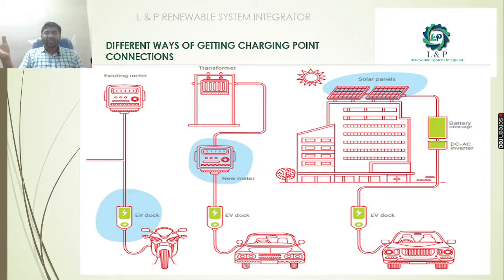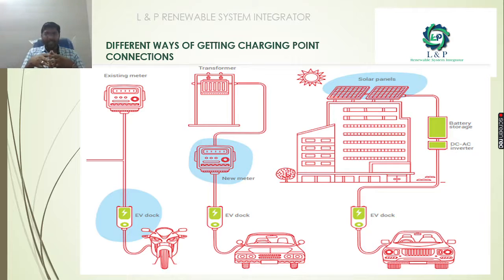And what are the different ways of getting charging point connections? We can get them with the help of the PV modules, that is solar panels. So through the battery storage system, with the help of these AC to DC inverters, we can get directly to the electric vehicle docks.